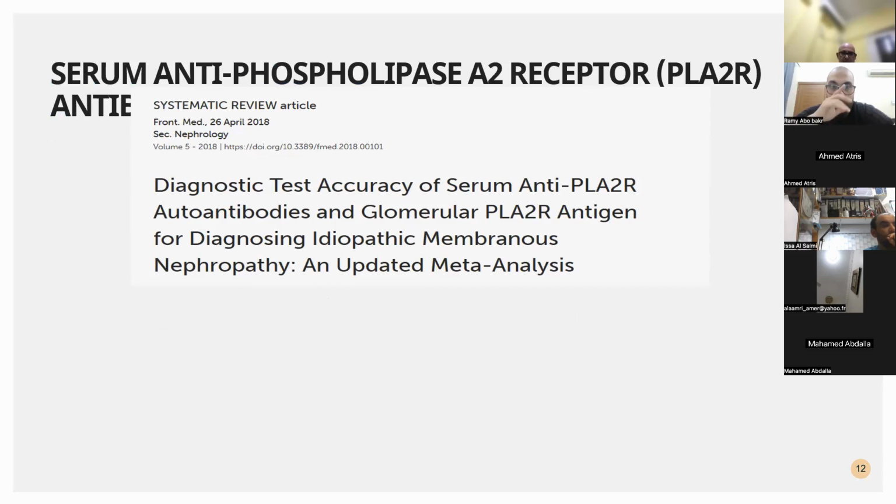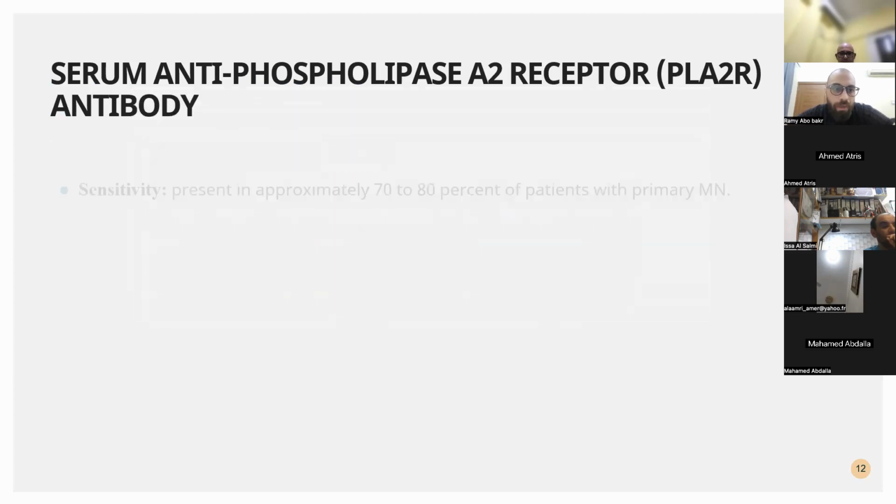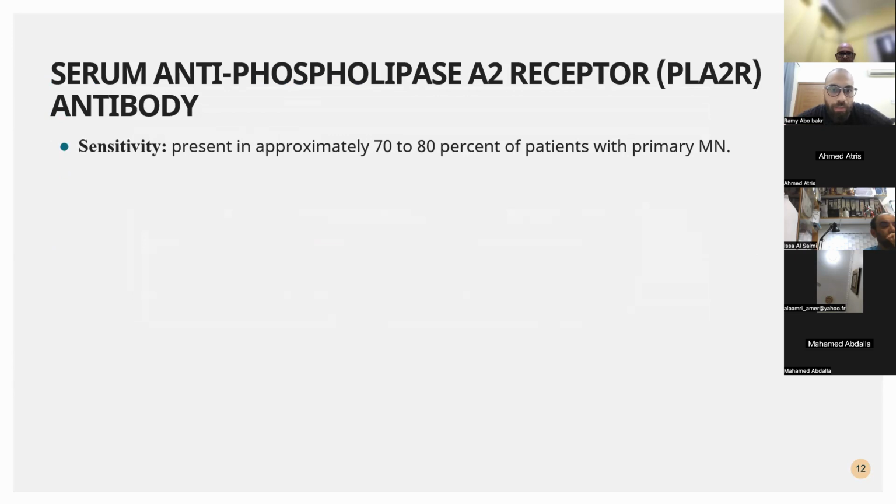And we can see here there is a systematic review discussing the diagnostic test accuracy of serum anti-phospholipase A2 receptor antibody and the glomerular phospholipase A2 receptor antigen for diagnosis of primary membranous. And as a result, sensitivity is around 80%, and specificity is around 97%.